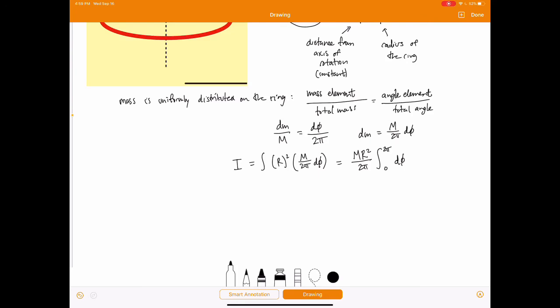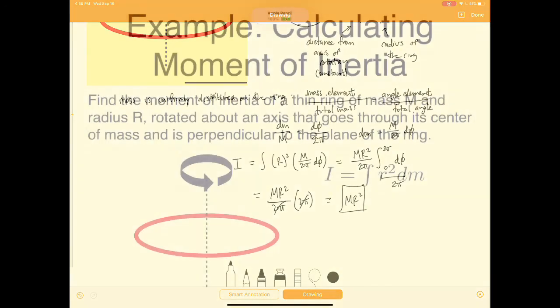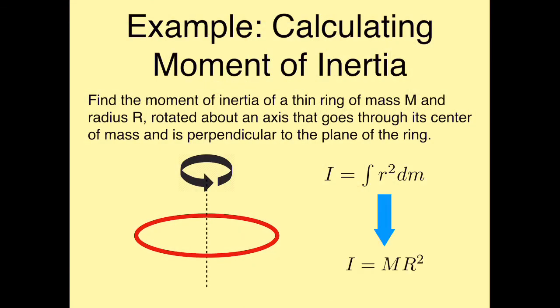Okay, well, this integral is pretty trivial. This just works out to 2 pi. And so what we're left with is M R squared over 2 pi times 2 pi, so cancel those out. It's just M R squared. So the moment of inertia of this ring is equal to its mass times its radius squared. Okay, so again, by performing the integral, we found that the moment of inertia of this object is equal to the mass of the ring times the radius of the ring squared.